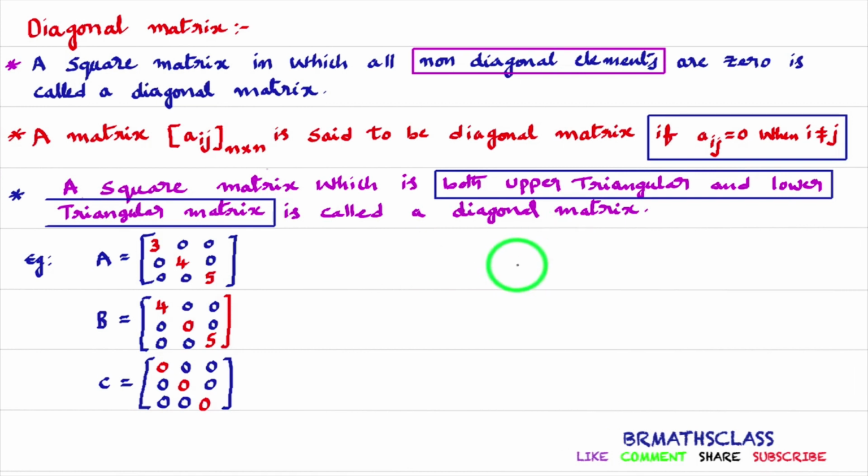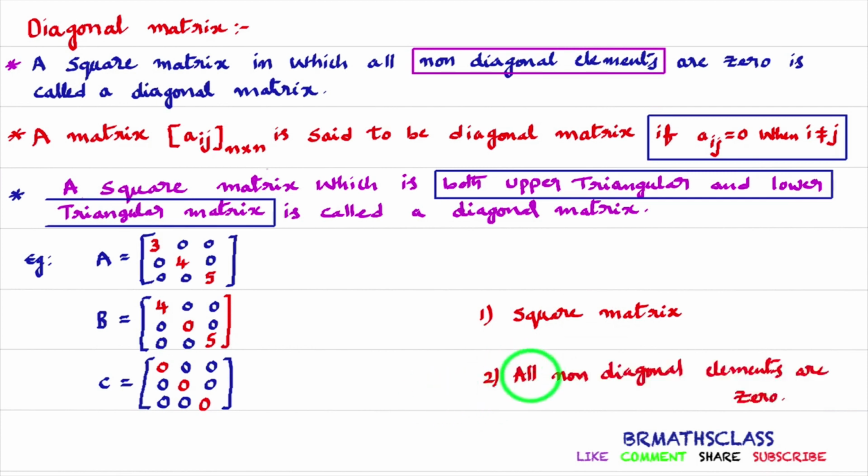You just remember 2 points in this definition. Point number 1: first of all, the matrix must be a square matrix. If the matrix is not a square matrix, it can never be a diagonal matrix. Many students will say a matrix is said to be a diagonal matrix. That is wrong. You should start with: a square matrix is said to be a diagonal matrix. It is important. The second point is that all non-diagonal elements are 0. If a matrix satisfies both the conditions, then we say that it is a diagonal matrix.